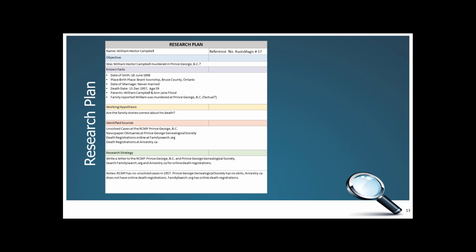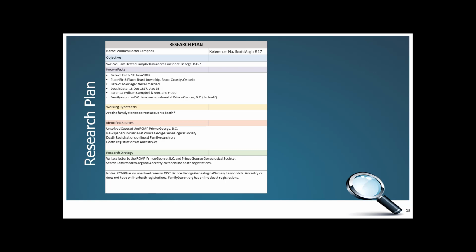Identified sources. Which records are the most likely to provide support for your hypothesis? Create a list of possible sources and identify the repositories, including libraries, archives, societies, or published internet collections, where these records and resources can be researched. My identified sources: ask for unsolved cases at the RCMP in Prince George, BC. Check with the Prince George Genealogical Society for newspaper obituaries. Death registrations. Search for death registrations online at FamilySearch.org or Ancestry.ca.